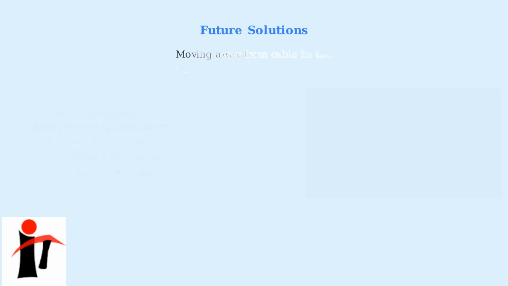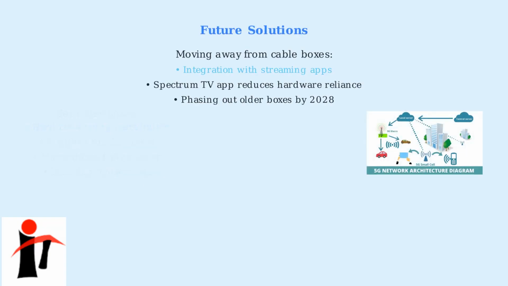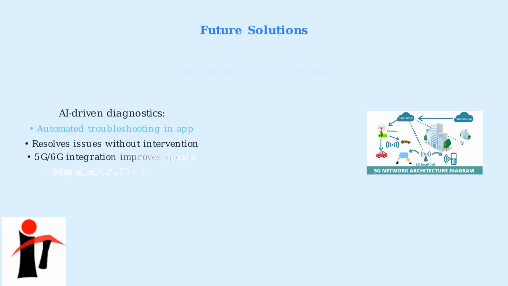Looking forward, the trend is moving away from traditional cable boxes. Spectrum is integrating more with streaming apps like Spectrum TV, which reduces reliance on error-prone hardware. By 2028, expect older boxes to be phased out, and AI-driven diagnostics within the Spectrum app are anticipated to resolve a significant portion of issues automatically, potentially eliminating E197 altogether as 5G, 6G integration improves guide download speeds.